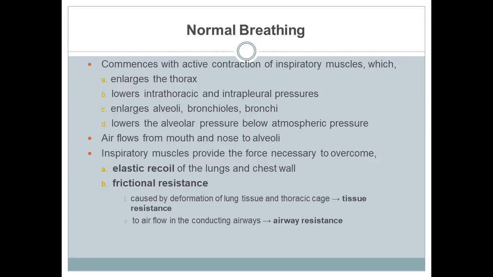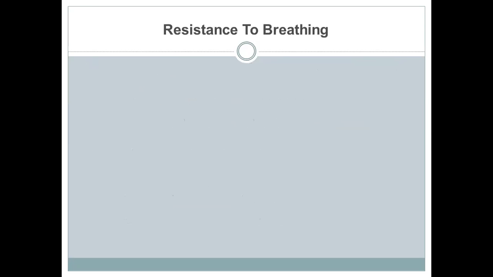Now this frictional resistance is caused by the lung tissue and the thoracic cage, that is tissue resistance, and second is the airflow in the conducting airway, which offers the resistance. So airway resistance and tissue resistance combined cause the frictional resistance to normal breathing. Along with that, the most important factor is elastic recoil also. This is just to give an idea that this is the normal process and these are the normal resistances occurring to the airflow.